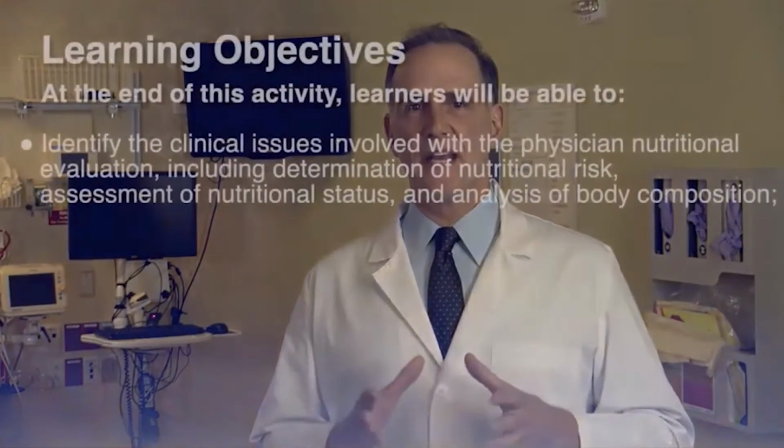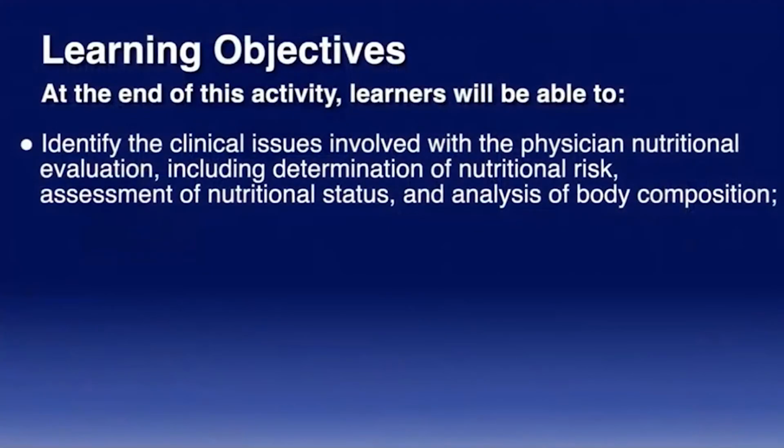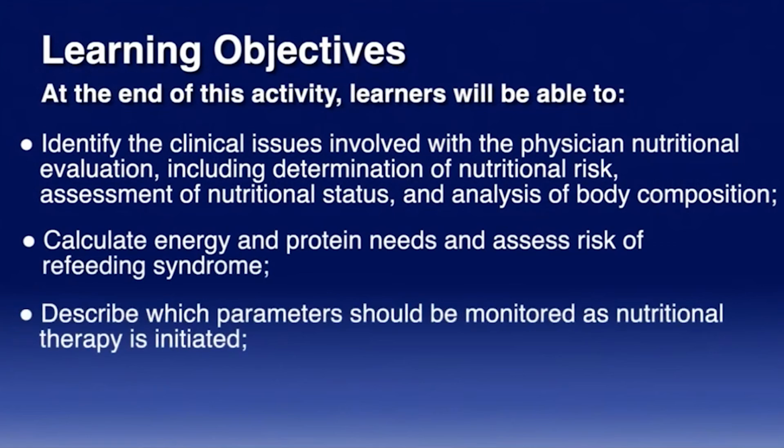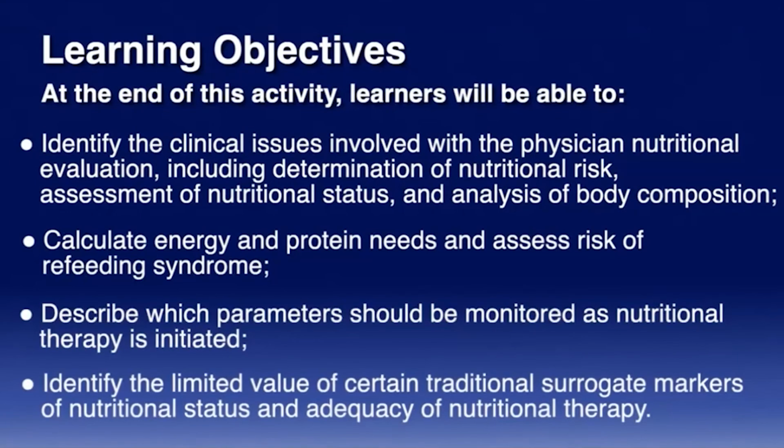At the end of this activity, you'll be able to identify the clinical issues involved with a physician nutritional evaluation, including determination of nutritional risk, assessment of nutritional status, and analysis of body composition. Calculate energy and protein needs and assess risk of refeeding syndrome. Describe which parameters should be monitored as nutritional therapy is initiated. Identify the limited value of certain traditional surrogate markers of nutritional status and adequacy of nutritional therapy. Now, let's meet the patient.